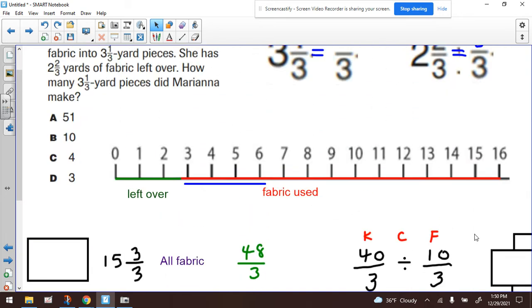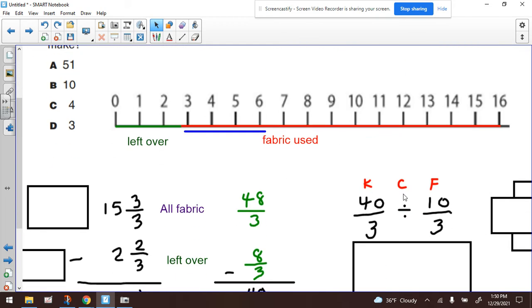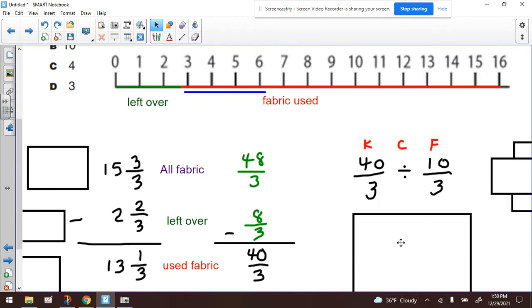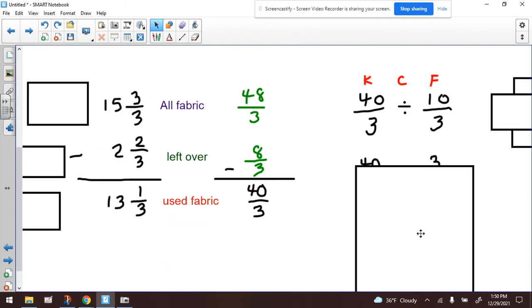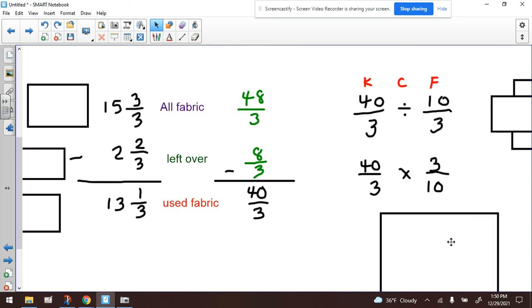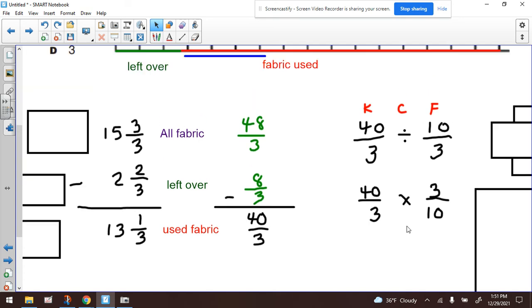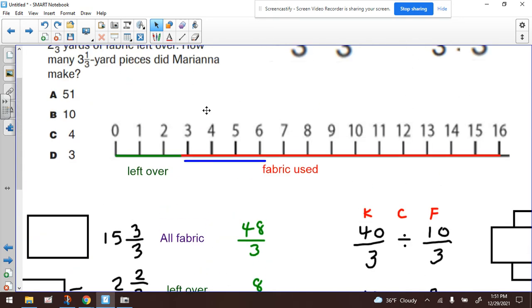Where does the 10/3 come from? It's the improper fraction equivalent for the 3 and 1/3. So we'll do keep, change, flip: keep the 40/3, change the division to multiply, and flip the 10/3 to its reciprocal, which would be 3/10. So the only thing left you have to do is finish this algorithm of 40/3 times 3/10. Take advantage of the fact you have pre-reducing opportunity going both ways, and then you should see your answer choice listed here.